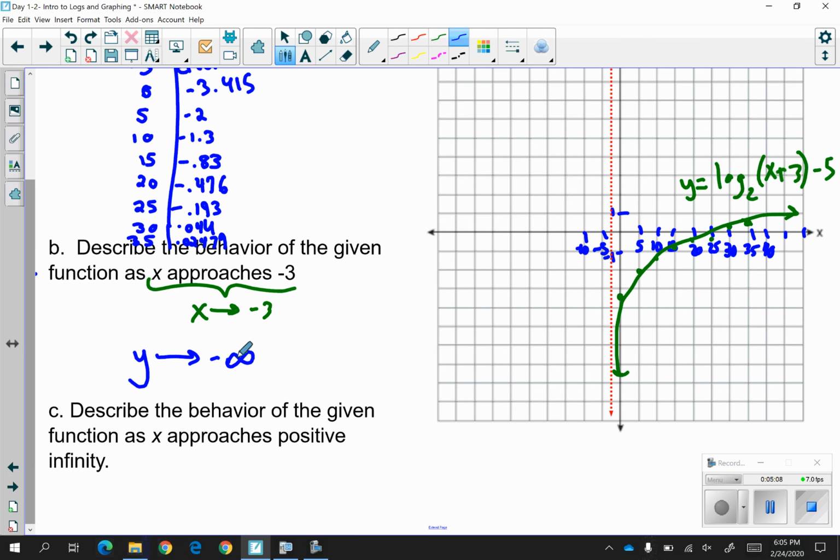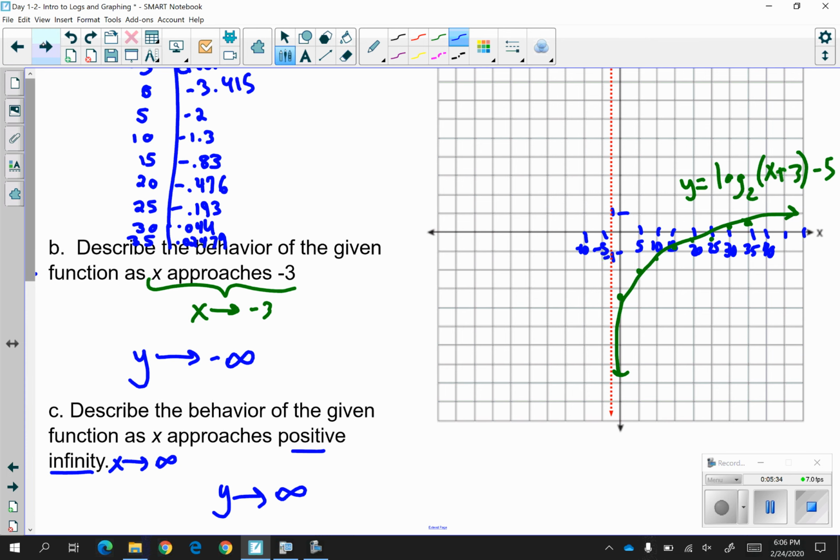Now they want you to describe the end behavior of the given function as x approaches positive infinity. Positive infinity is on the right. So on the right side of the graph, what is it doing? And it's going up forever towards positive infinity. So y approaches positive infinity is your answer.